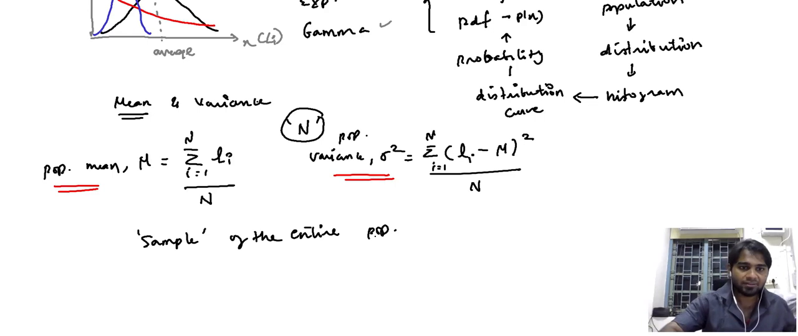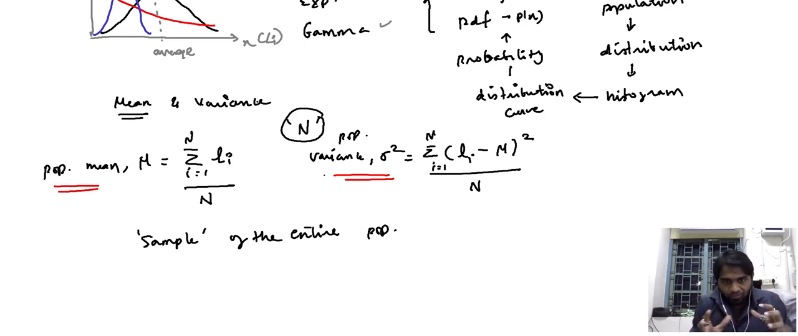So when you have a sample of the entire possible population, the mean and the variance that we are estimating are based on this sample. The mean and the variance depend on the size of the population, and when all the possible members are being included in the population, then the mean and the variance that you estimate are referred to as the population mean and the population variance.